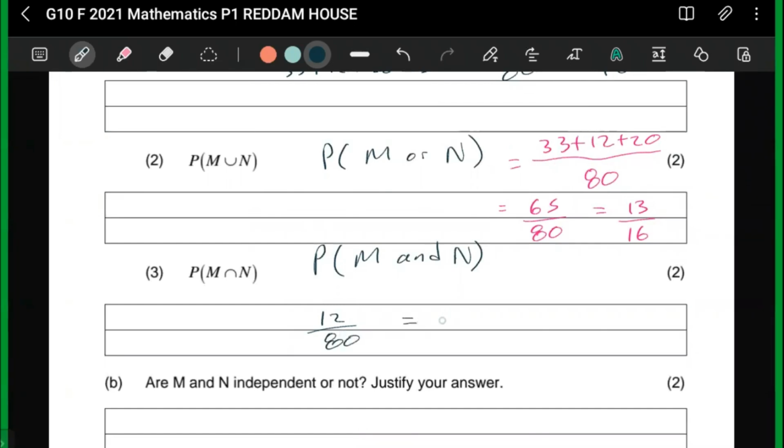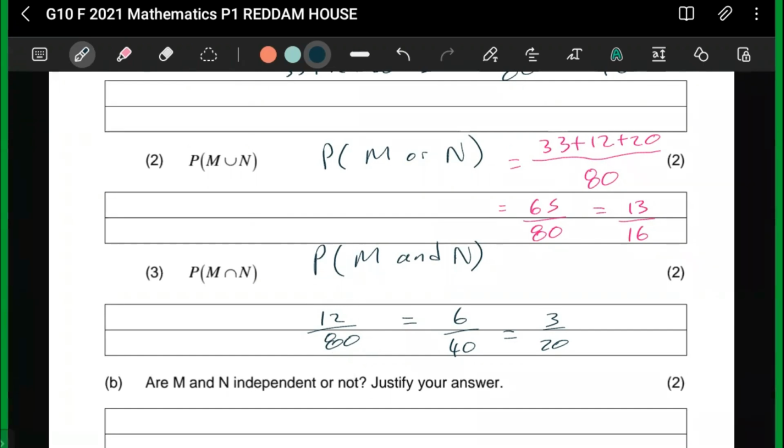2 can go into both of these numbers. So you can have 6 over 40. No, you can go further here. 2 can still go in here. So it's going to be 3 over 20. There we go. 4 can go into each of these actually. So the smallest fraction there is just 3 out of 20.